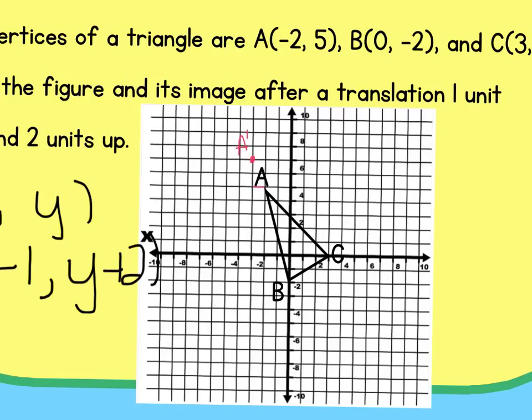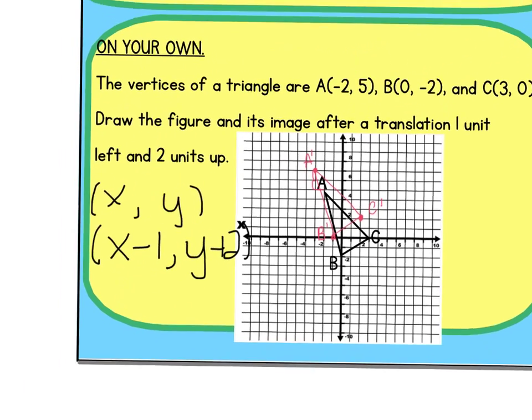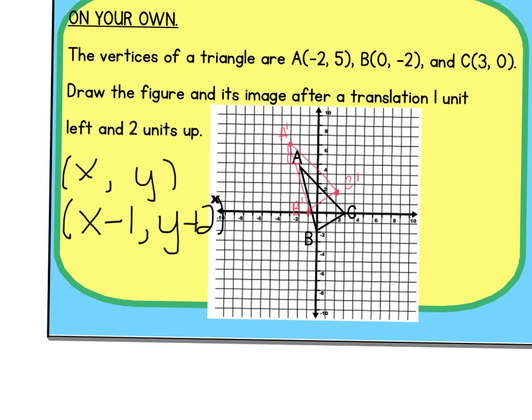So I went 1 to the left and 2 up, A prime. With C, 1 to the left and 2 up. And with B, 1 to the left and 2 up. I can now connect my points, and you'll notice that I have the same shape. So sometimes it's easier to use the coordinate points, usually if they're already listed, but sometimes it's just easier to take the shape and move it yourself.